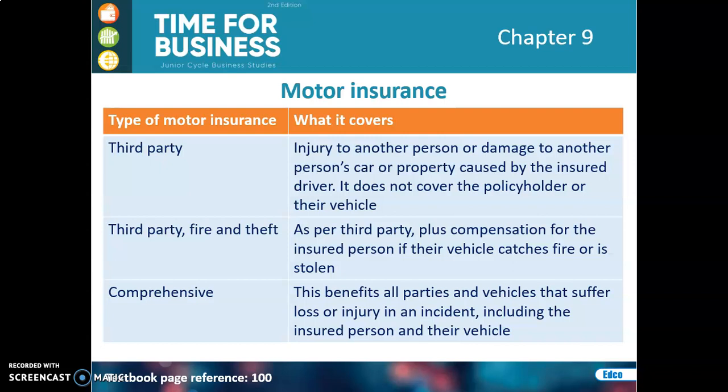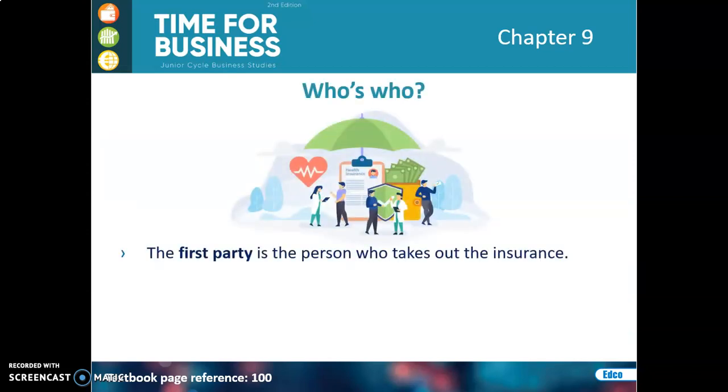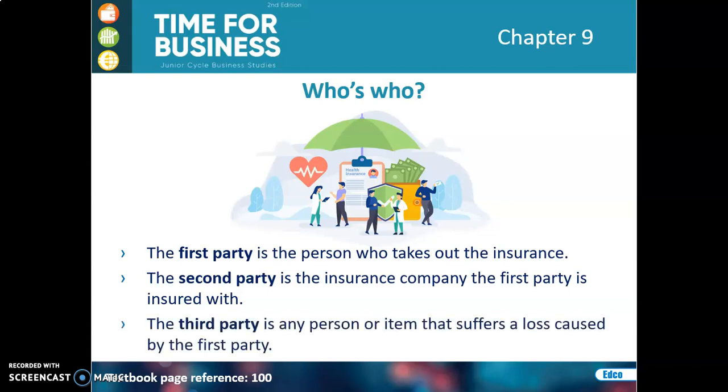Or if I really like my car and I really hope that even if I do crash it, I'm going to get it fixed, well, then you pay for comprehensive insurance. And this benefits all parties and vehicles that suffer, including my own car, the insured person's vehicle. Now, this type of insurance is more expensive, obviously, because they're going to fix my car and the innocent third party's car as well in the event of a crash. So the first party is the person who takes out insurance. The second party is the insurance company. And then where the name comes from, third party insurance is any innocent person or item which suffers a loss caused by the first party, the innocent person that you drive into.